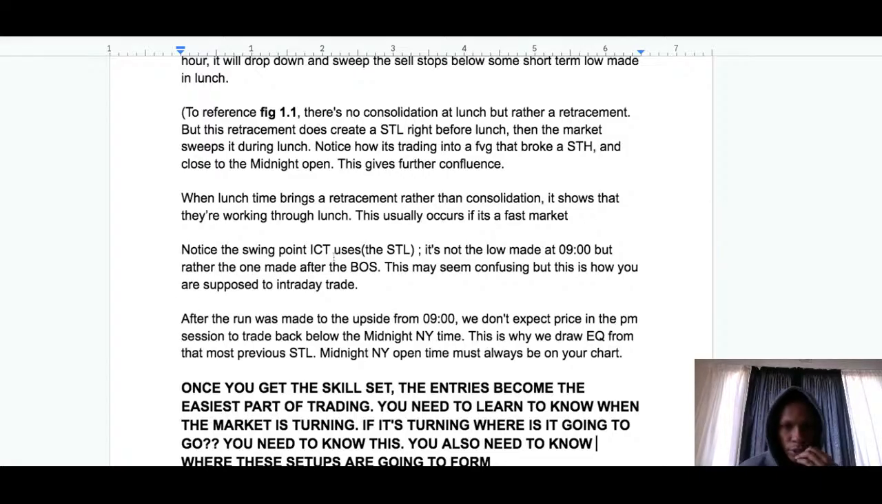Notice the swing point ICT uses is the short term. It's not the low made at 9 o'clock, but rather the one made after the BS.